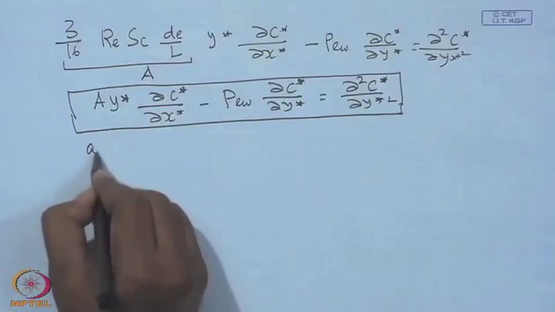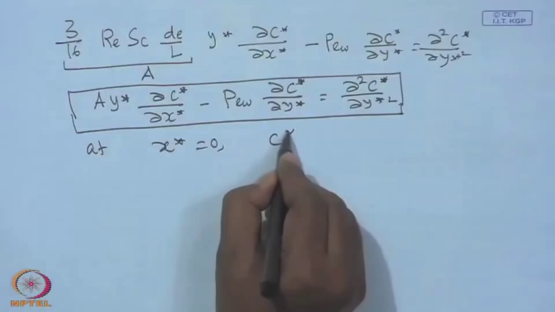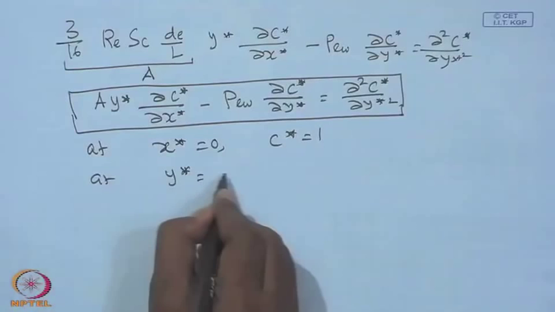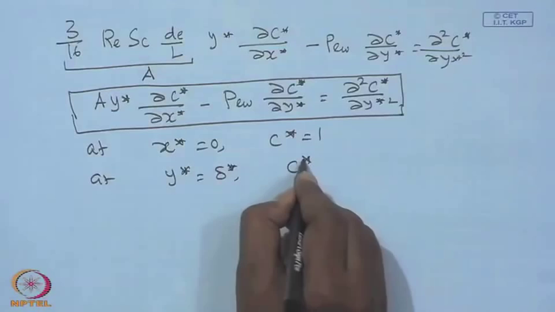Now, let us put the initial and boundary conditions. At x star is equal to 0, we had c star is equal to 1. At y is equal to delta, c is equal to c naught. So c star is equal to 1 at y star equal to delta star.